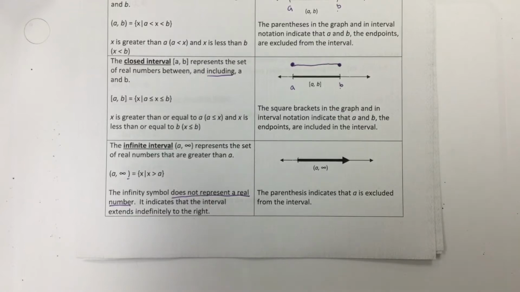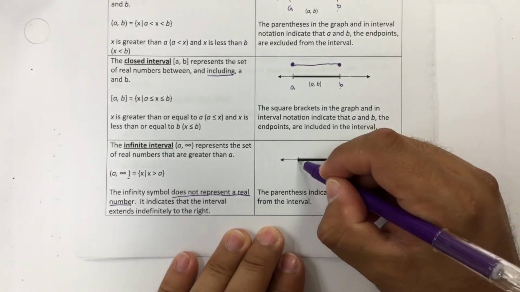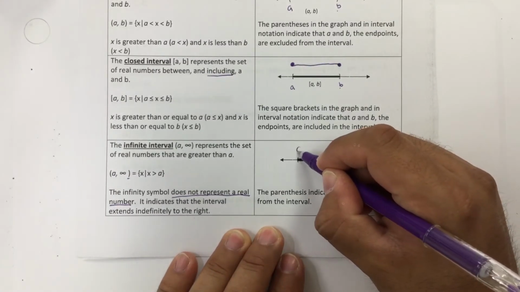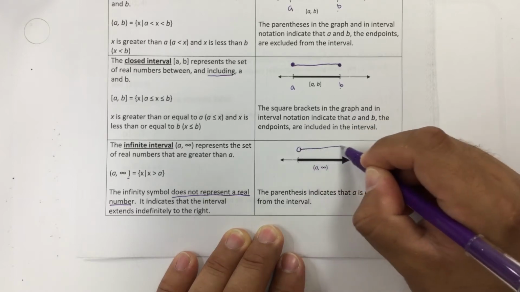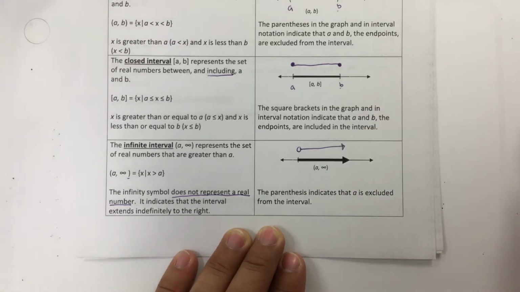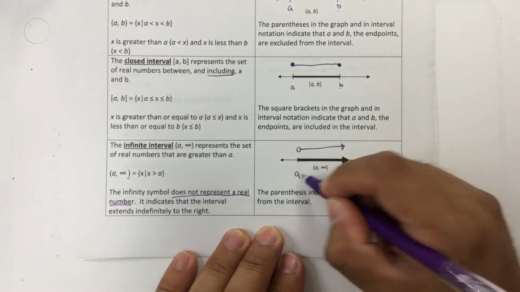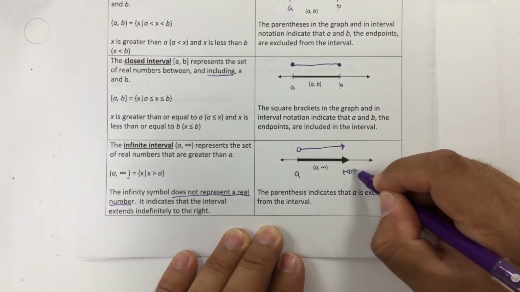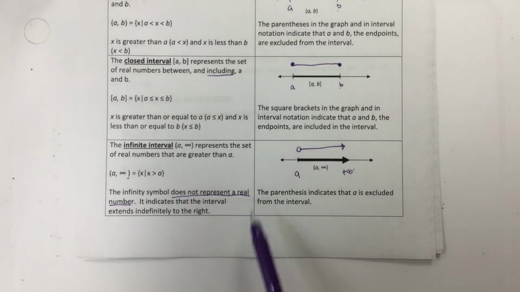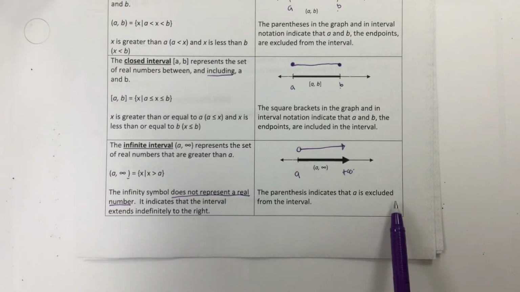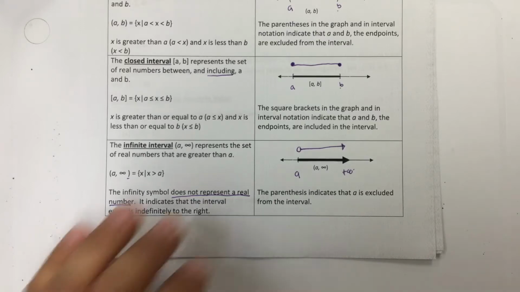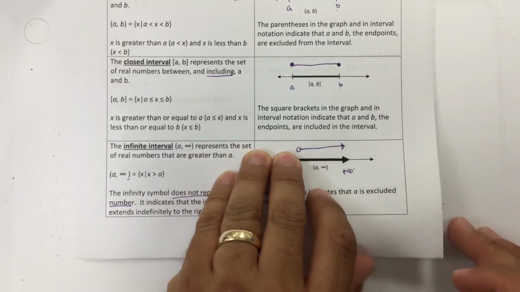Now, graphically, once again, the graph is pretty straightforward, but this is a parentheses, and you have to start making that connection that it's an open circle. And the arrowhead goes towards infinity. Again, this is representative of A, and this heads towards positive infinity. And it says the parentheses indicate that A is excluded from the interval. And the parentheses around infinity just means we don't know the value, so we can't just put a bracket because it's not really there. We don't know the value.